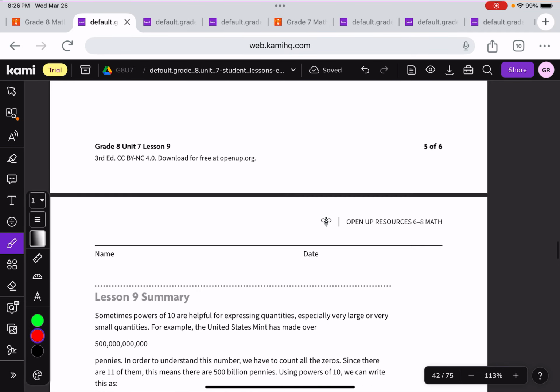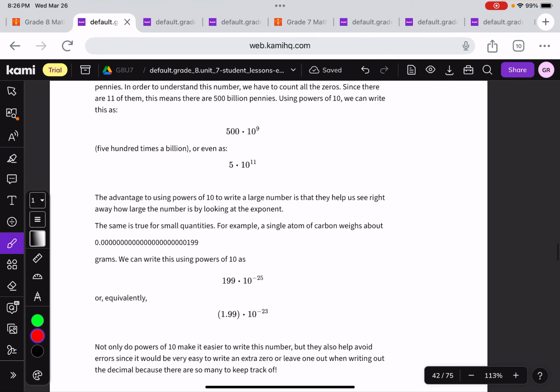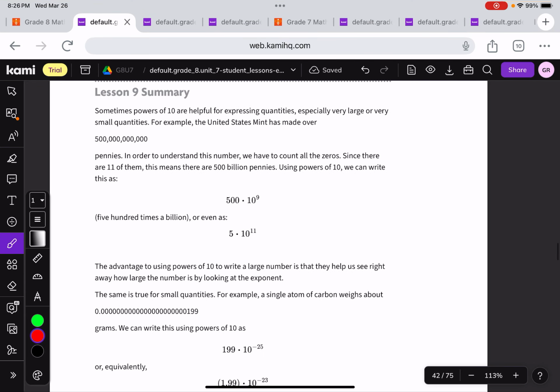But what's most important is we're going to jump. This would be a fun activity, but it'd be kind of hard. Let's look at this lesson 9 summary, because this is actually what we need to know, which is kind of annoying that the lesson doesn't really zero in on this, but the homework does. So we'll get to that in just a second.